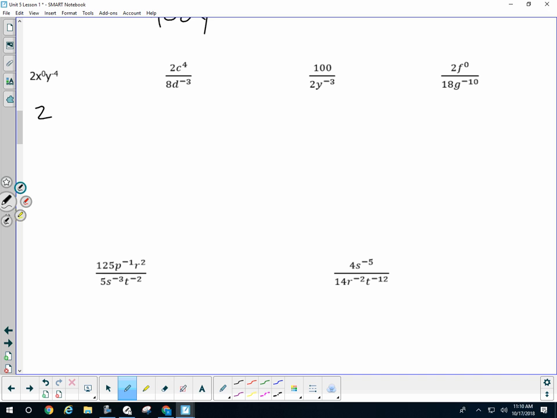2. X to the 0 does not all change to a 1. It's 2 times x to the 0 times y to the negative fourth. So 2 stays. X to the 0 turns into the 1. Y to the fourth moves to the denominator. Do the next one.